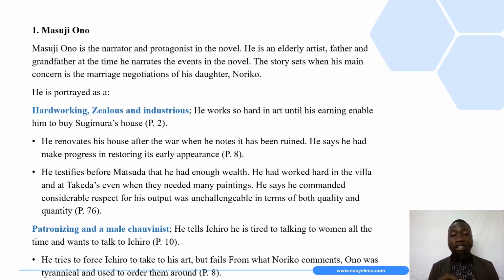So those are some of the characters that we are going to look at, their character traits as shown in the first episode, that is October 1948. So let's start with the first character, that is Masuji Ono.